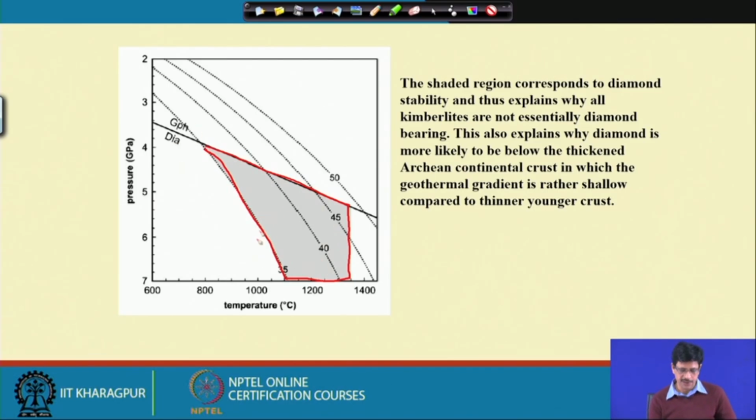So, this condition of pressure and temperature is the diamond stability field, and if a particular kimberlite pipe is being generated, or kimberlitic magma is being generated or passing through this particular diamond window, it is likely to be diamondiferous. So, this explains why diamond is more likely to be below the thickened Archean continental crust, in which the geothermal gradient is rather shallow compared to the thinner crust.